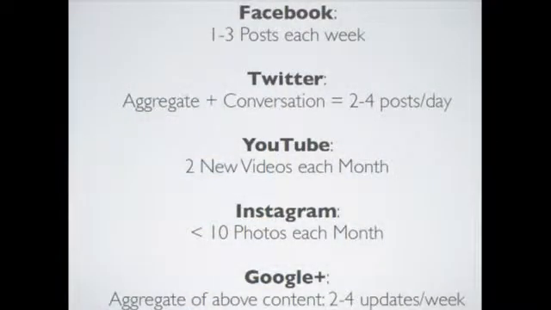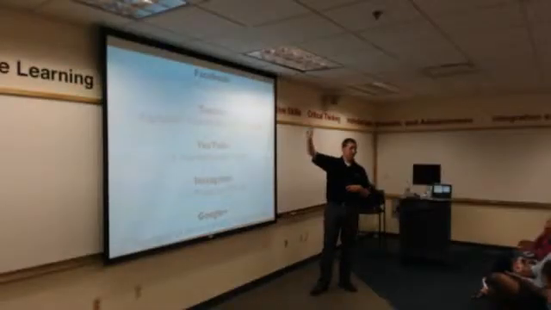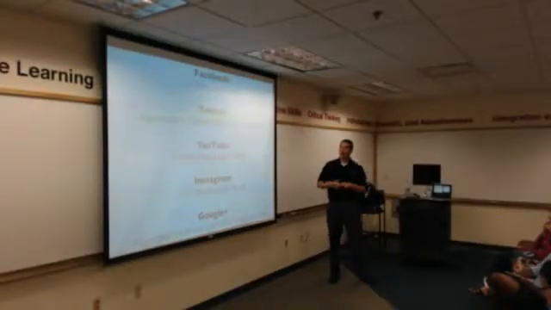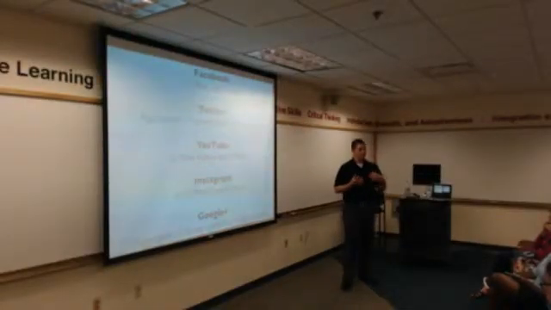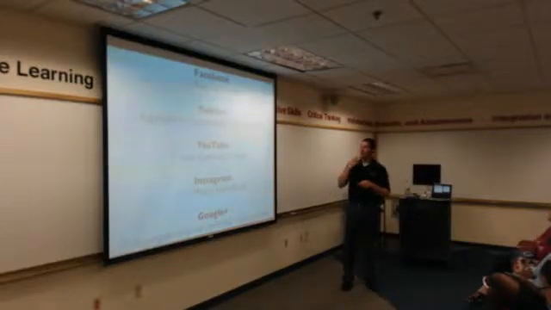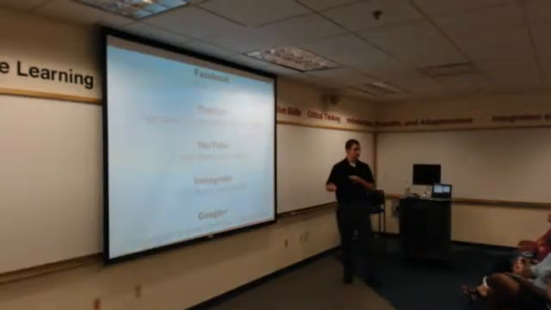Twitter, I kind of call it, aggregate of content plus conversation. So it's content you're pushing out there, links, whatever. Aggregate meaning maybe you're pulling some stuff that you're doing on other places in the web. And then conversation, just responding to people, interacting with people. You can go more like 2 to 4 posts a day, and that's okay.